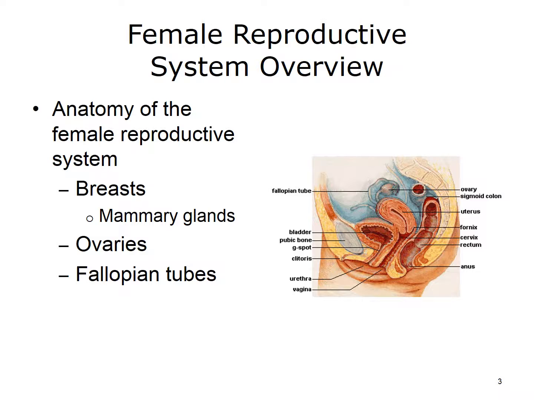Mammary glands are found in the breasts. While these glands are not part of the reproductive process, they are considered part of the female reproductive system, since they have a lactation function. They produce milk for the newborn child.